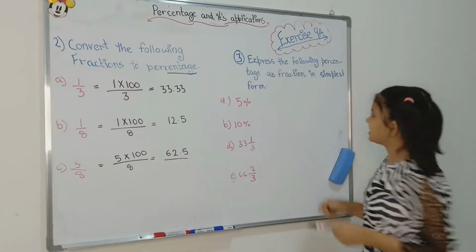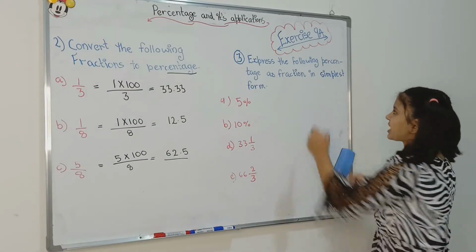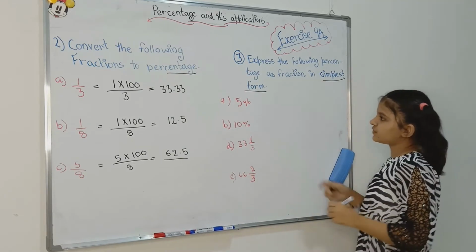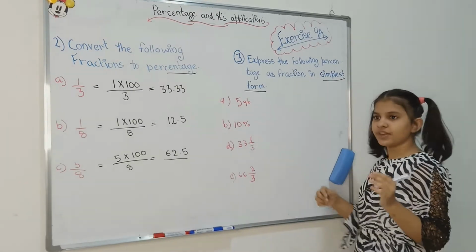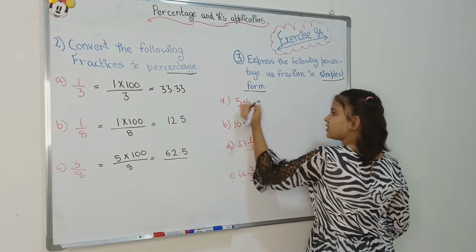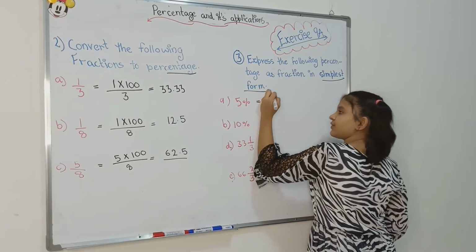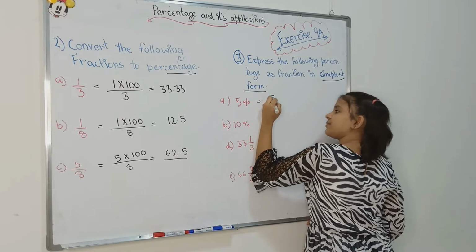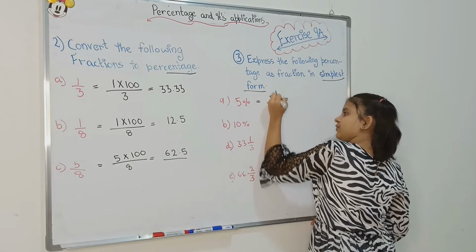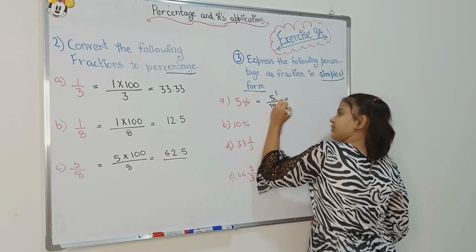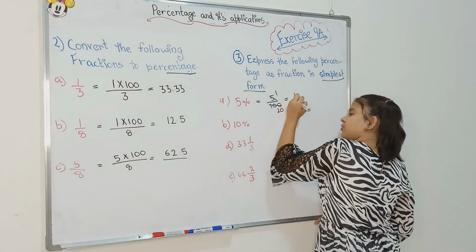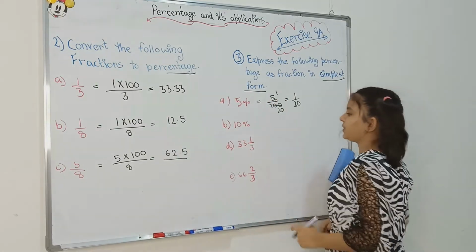Next, the third one is express the following percentage as fraction in their simplest form. So here first we have to convert them into fractions and then we have to bring them in their simplest form, lowest form. So first we will do this 5%. Like we did before, 5% is 5 by 100. Then 5 ones are 5, 5 20s are 100. So in the lowest form, 1 by 20. Lowest form of 5 by 100 is 1 by 20.